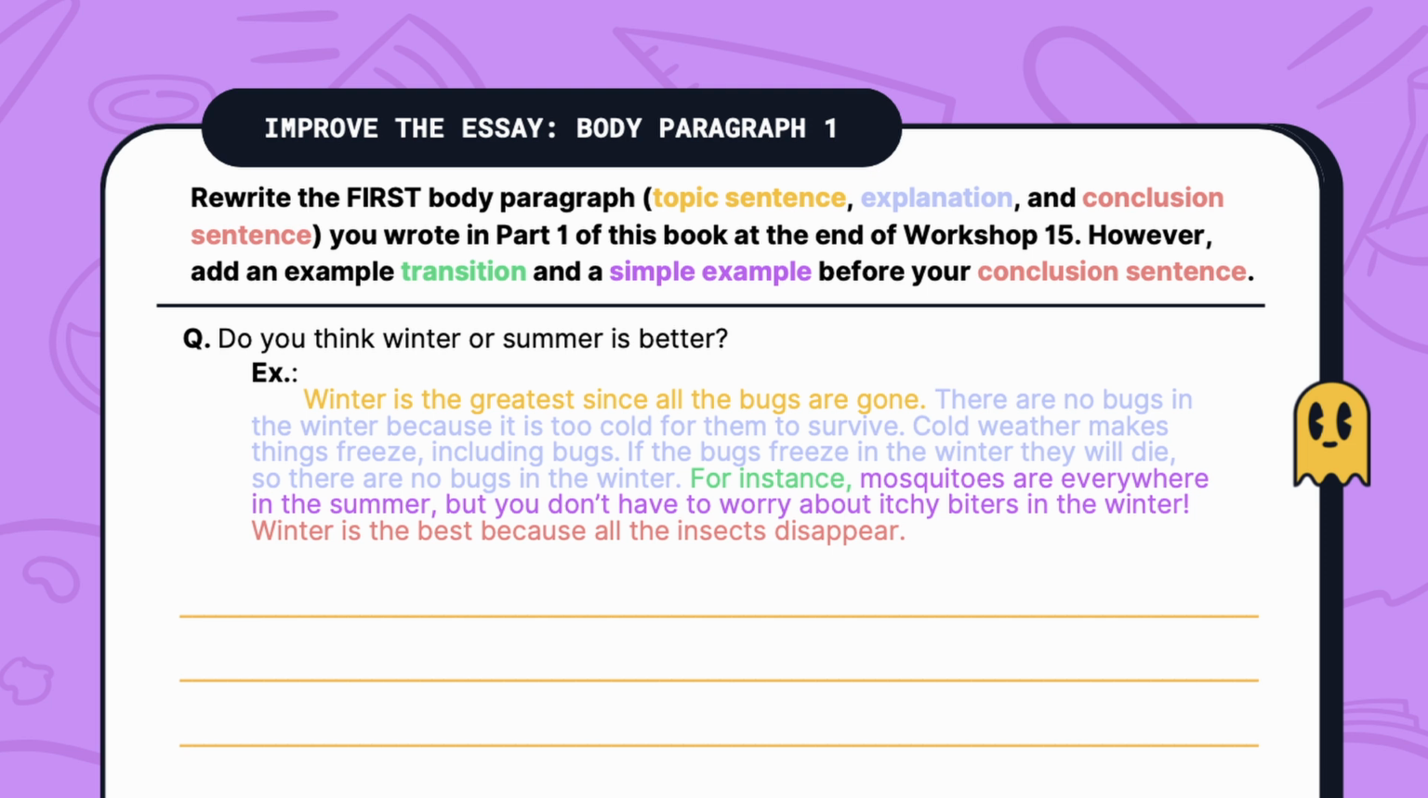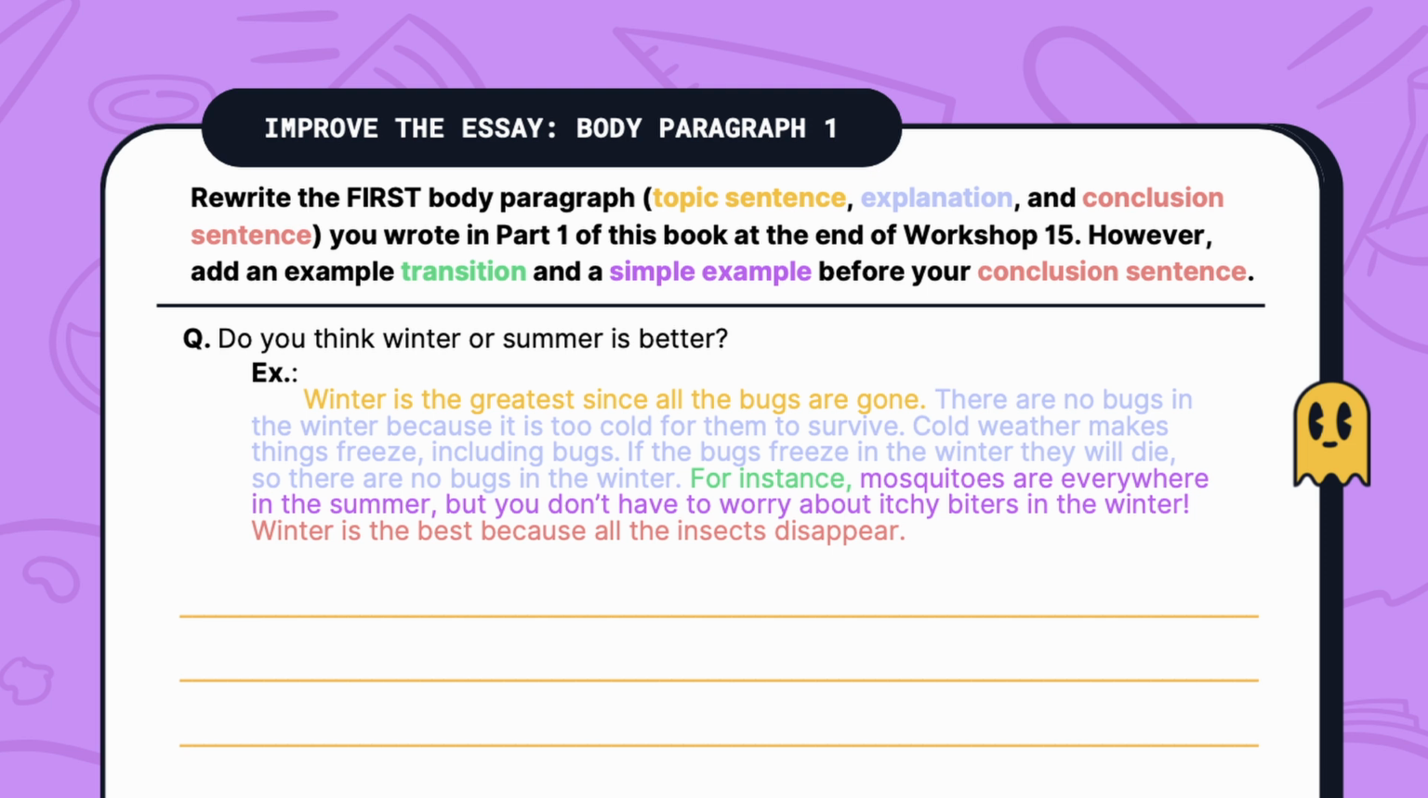Now let's improve our first body paragraph. Rewrite the first body paragraph, your topic sentence, explanation, and conclusion sentence that you wrote in part 1 of this book at the end of workshop 15. However, add an example transition and a simple example before your conclusion. The essay question is, do you think winter or summer is better? Here's an example using the first example of body paragraph 1 from part 1.